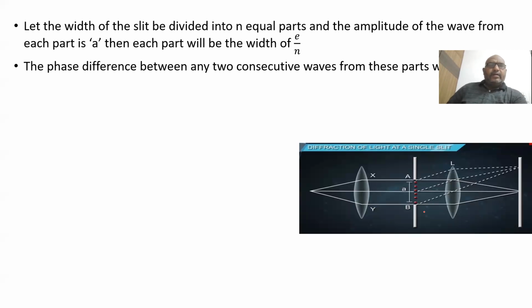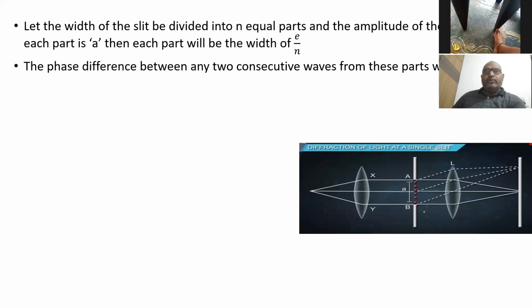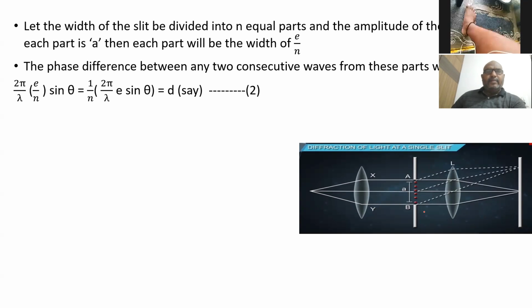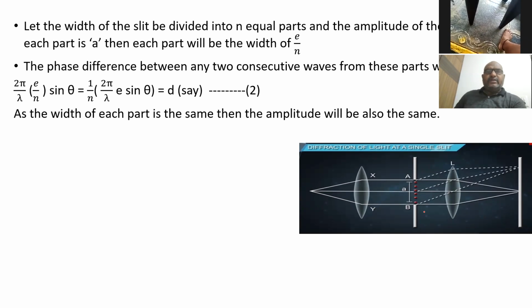From the diagram, the width of the slit is divided into n equal parts, and the amplitude of the wave from each part is a, and the width of each part is e by n. The phase difference between any two waves from these parts will be 2 pi by lambda e by n sine theta, which is 1 by n times 2 pi by lambda e sine theta, equal to d. That is called the phase difference. The width of the slit is the same, then the amplitude will also be the same.